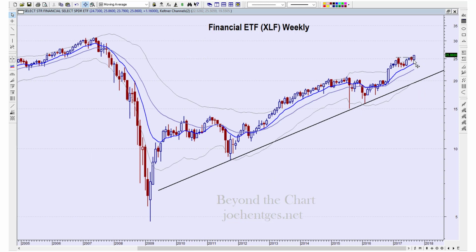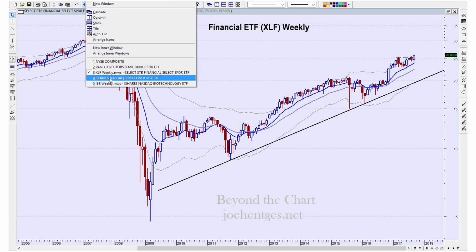And of course, why is that happening? It's happening because interest rates, long term, a lot of the interest rates, the dollar index has been creeping higher because the anticipation is the Fed is raising interest rates, and therefore it will help the financial banks, etc. Okay, that's financials. Let's take a look at the Nasdaq Biotech.